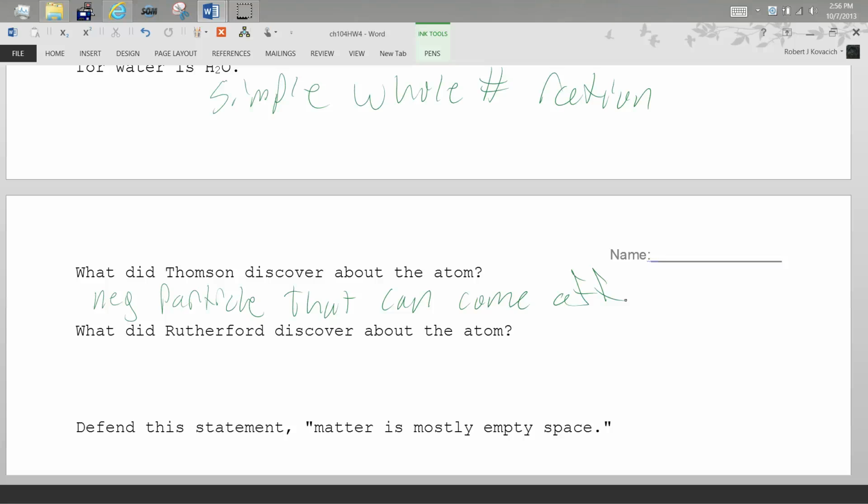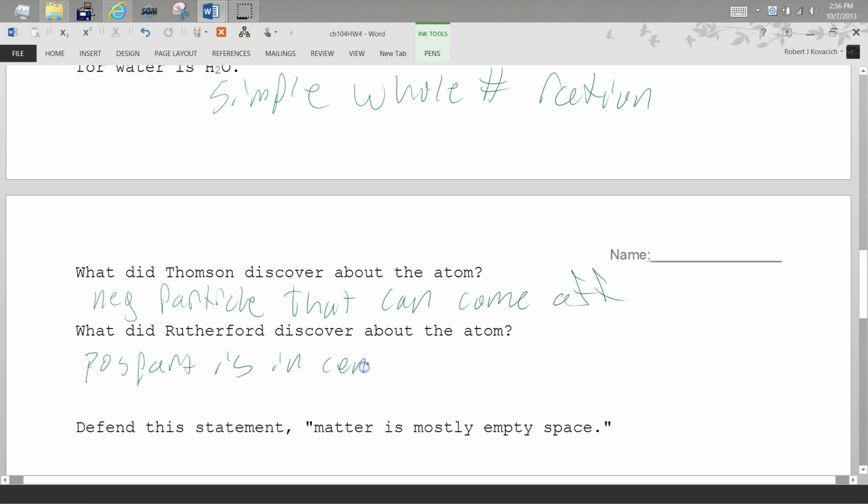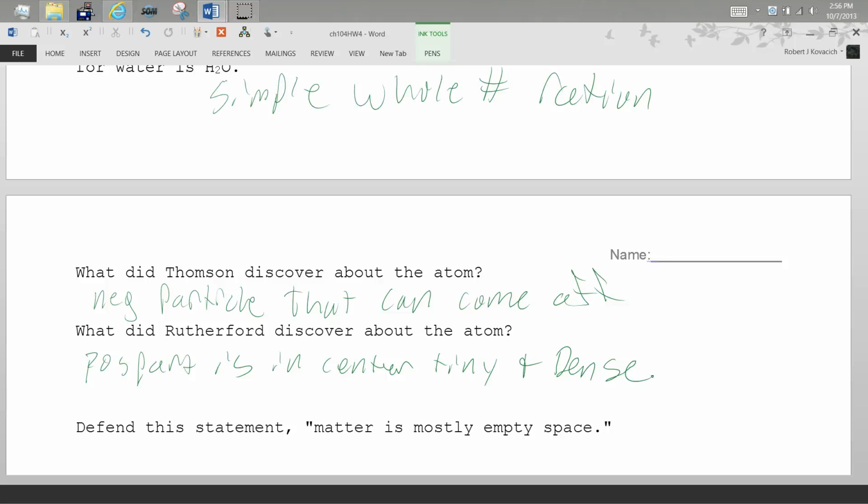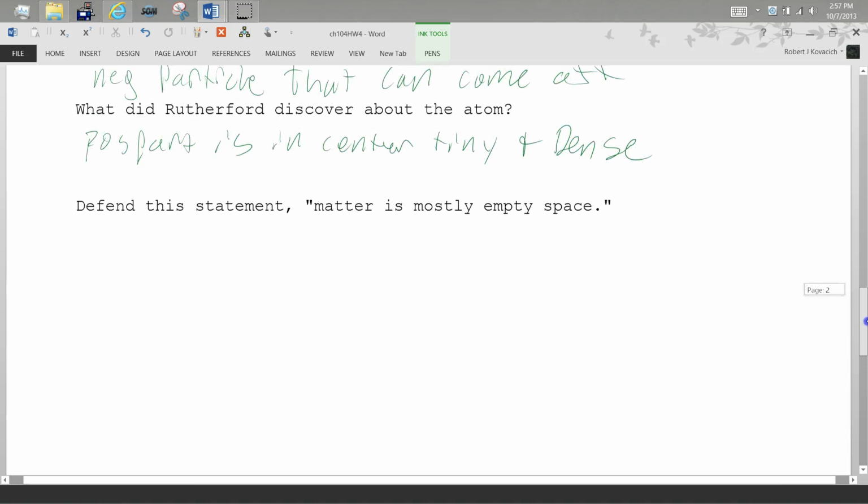What does Rutherford discover about the atom? It has a nucleus. He finds out that the positive part is in the center, tiny, and dense. That's what he figures out. The two of them together almost tell you the whole story about the atom. Not quite, but almost. And how about this? You are mostly empty space.